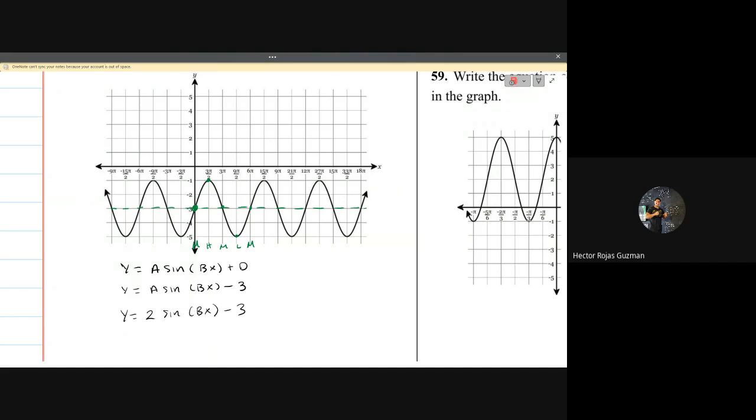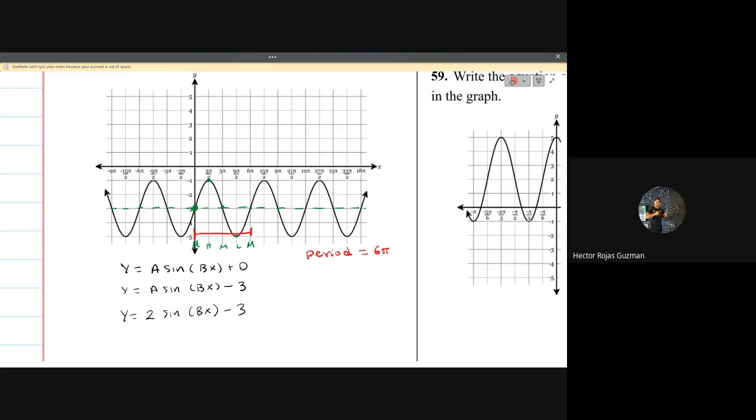Well, I already kind of labeled out my sequencing, right? My middle, high, middle, low, middle. Hopefully that's enough for you to know that from here to here, that right there is my period. So the period equals 6 pi. I went from 0 to 6 pi. So that means the period is 6 pi.